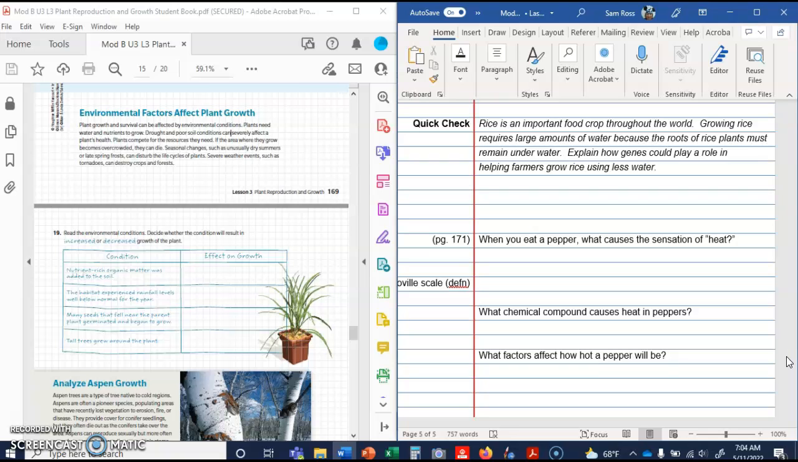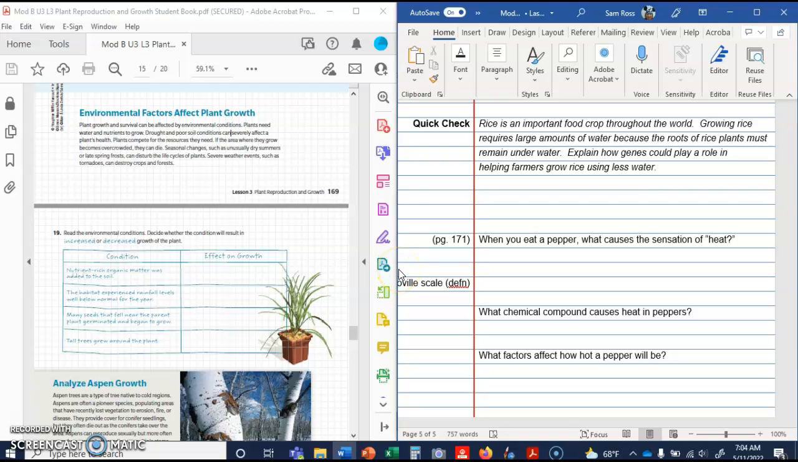Okay, so this is what I have. If farmers selected rice plants that grew well with less water, they could selectively breed a hybrid of rice that requires less water. So that's the answer to that.